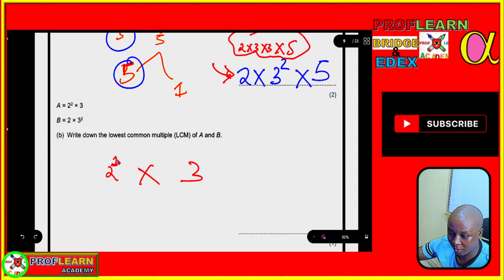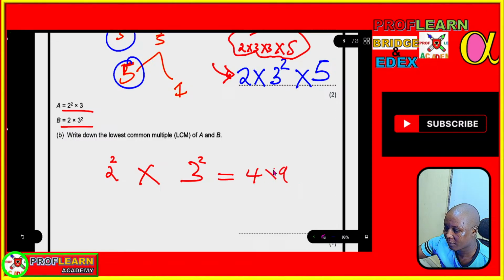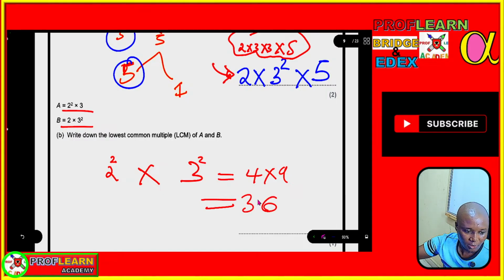The highest power, sorry. You first pick common numbers. That's every number that is appearing for A and B, you pick every number that appears there. So that's going to be 2 and 3. Then you take the highest power, so for 2 you'll take 2, and for 3 you take 2. So this is going to be 4 times 9, and the LCM, this least common multiple, is going to be 36. The least common multiple here is going to be 36 in this case. So that is what you are supposed to do.